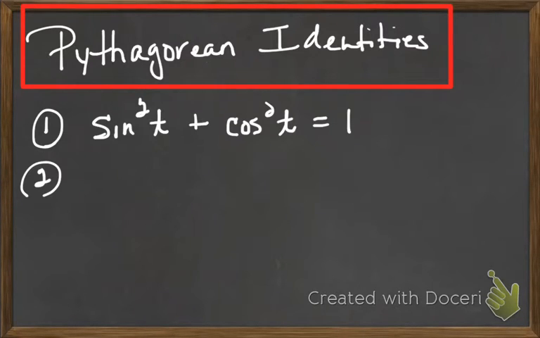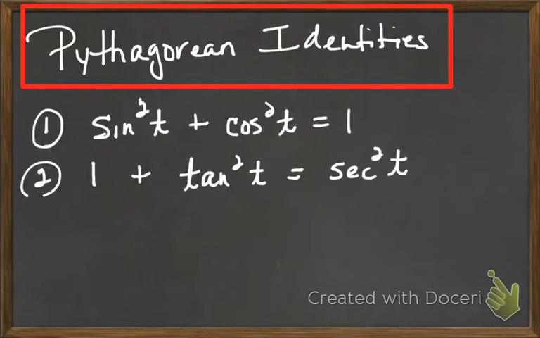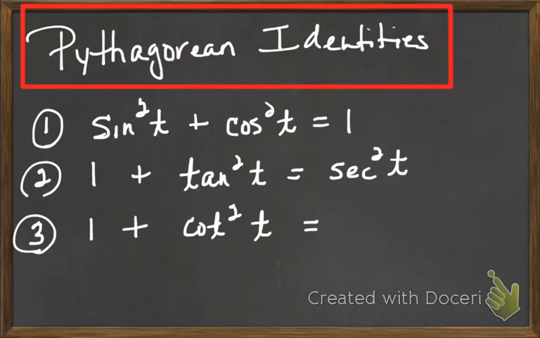The second Pythagorean identity is 1 plus tangent squared of an angle is equal to secant squared of the same angle, and there are only three. And the third one is 1 plus cotangent squared of an angle is equal to cosecant squared of the same angle.